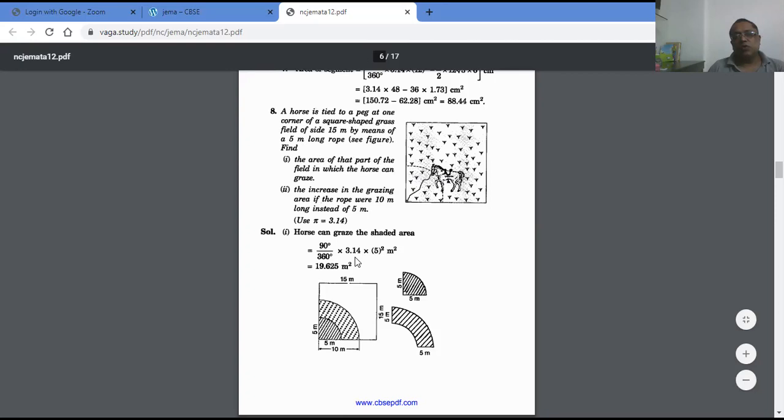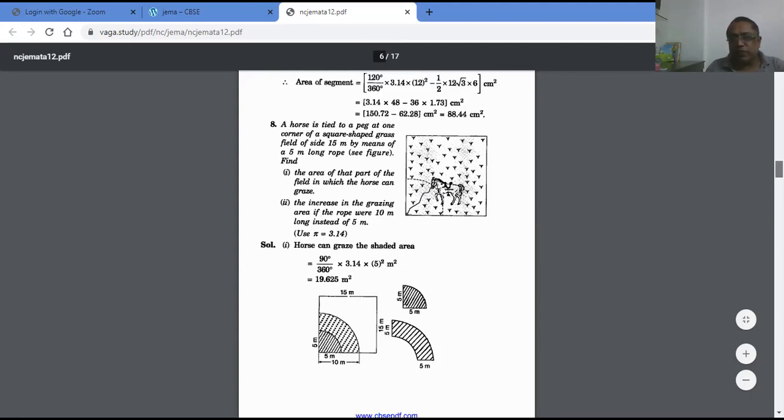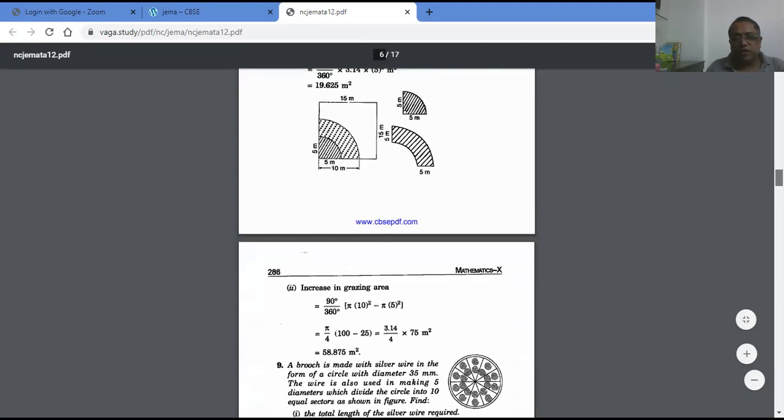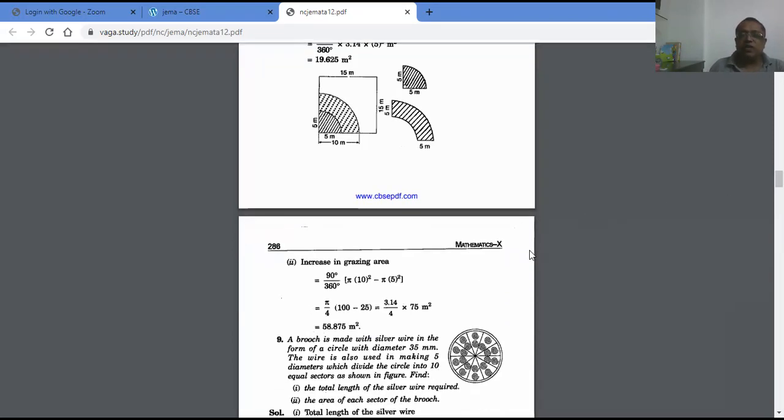So solving this, we get 19.625. So 19.625 is the area that the horse can graze initially. Now they are saying that the length of the rope is 10 meters. So if it is 10 meters, what will be the increase in area? If it is increased, the radius is going to increase by 5 more, that is 10. So the new area will become pi capital R square theta by 360 minus the old area.